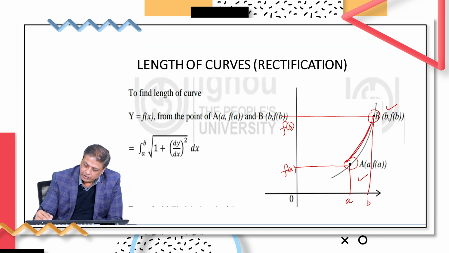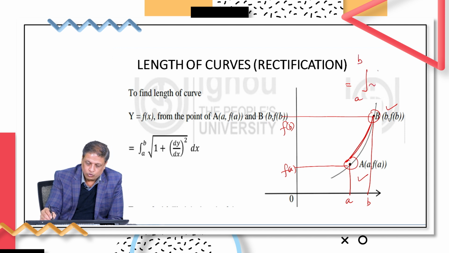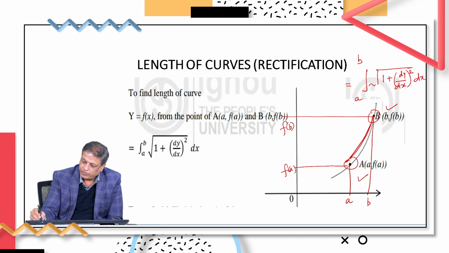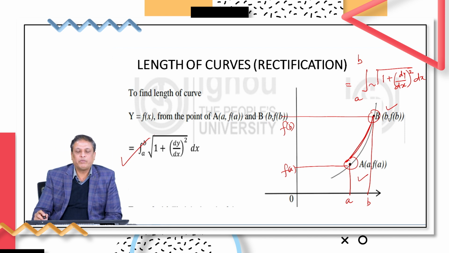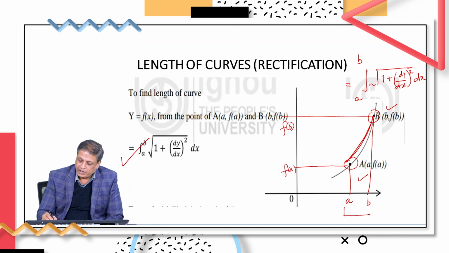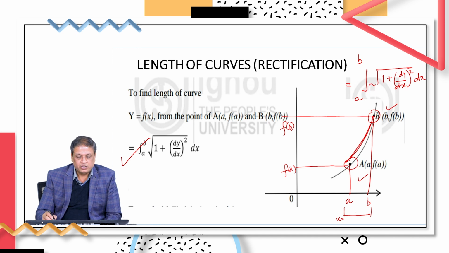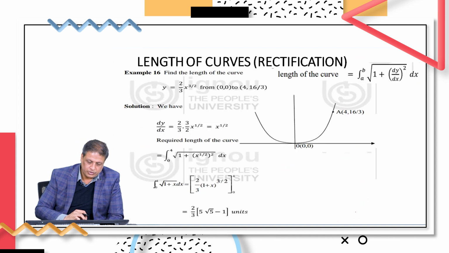Then the length of the curve between point A and point B will be given by the integral from A to B of the square root of 1 plus (dy by dx) whole square, where dy by dx is the derivative of the function, into dx. You need to remember this expression to find the length of the curve. That means the length of the curve is the integral from A to B, where A and B are the values of x, of the square root of 1 plus (dy by dx) whole square into dx.